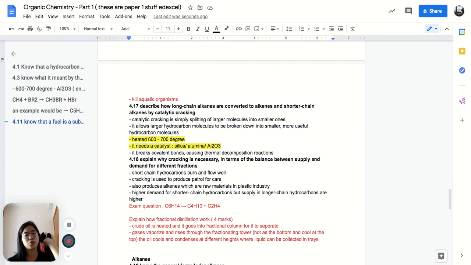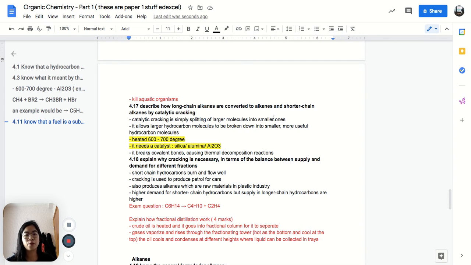Okay, 4.17, describe how long chain alkanes are converted to alkenes and shorter chain alkanes by catalytic cracking. I have mentioned catalytic cracking in the last video as well, but this will be more in detail. So catalytic cracking is simply just splitting large molecules into smaller ones. That is basically it. It breaks a whole large thing into smaller things, and it allows large hydrocarbon molecules to be broken down into smaller, more useful hydrocarbon molecules. Basically splitting large molecules into smaller ones.